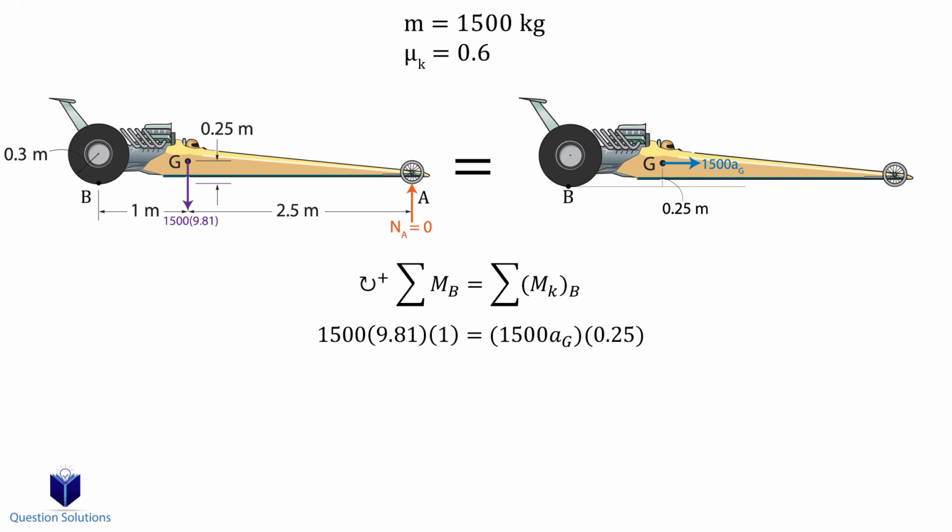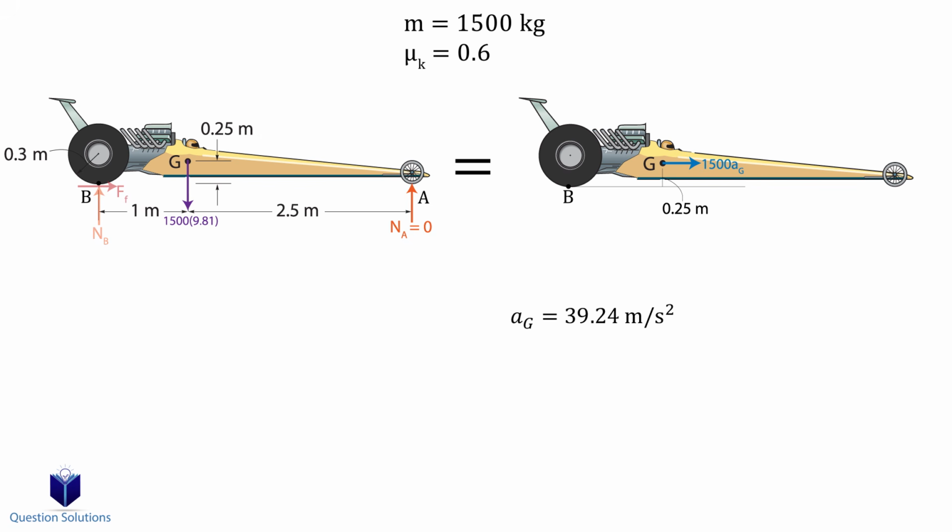Then on the other side, we look at the kinetic diagram. We see that the mass times acceleration at the center would cause a clockwise rotation, so that'll be 1500 A multiplied by the perpendicular distance to location B, which is 0.25 meters. We can solve for the acceleration. This is the acceleration at the center of mass of this car.